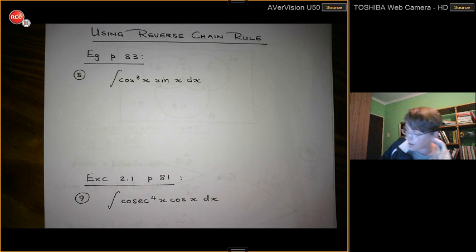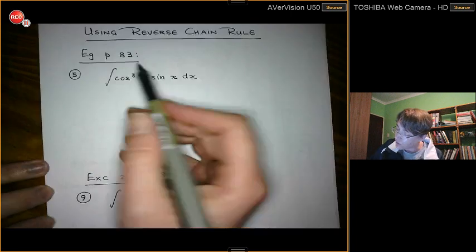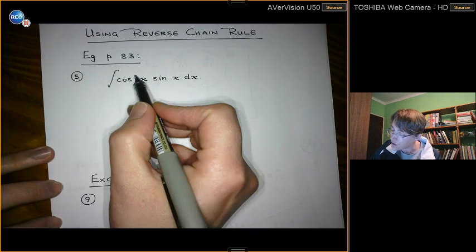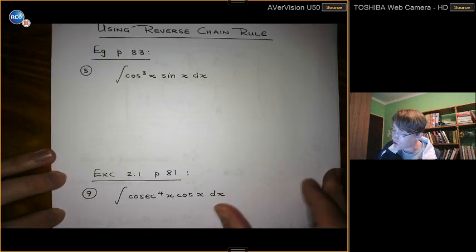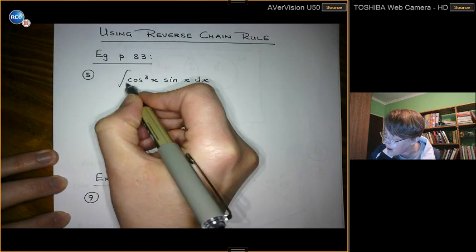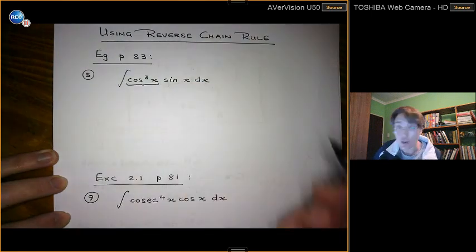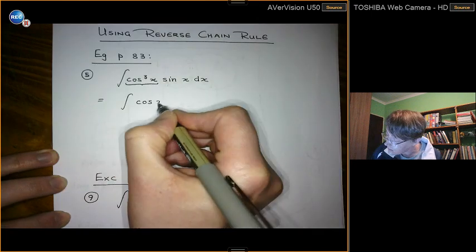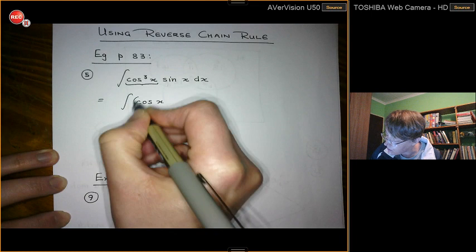Okay, so with this one, it asks for the integral of cos to the power of 3 of x times sine x dx. Now what you need to notice is this right there, according to my reverse chain rule. That looks to be a compound function, and I'm going to rewrite it. Hopefully you can then see it a little bit better. It's cos of x to the power of 3 times sine of x dx.